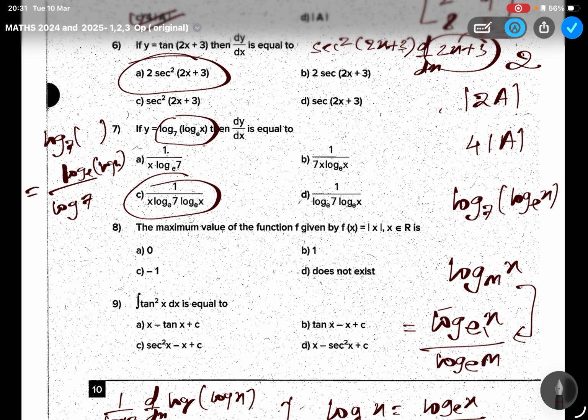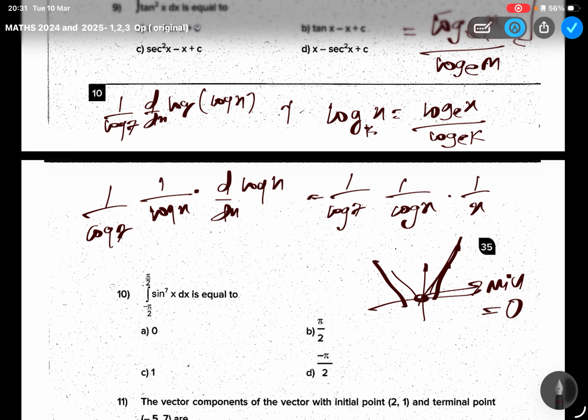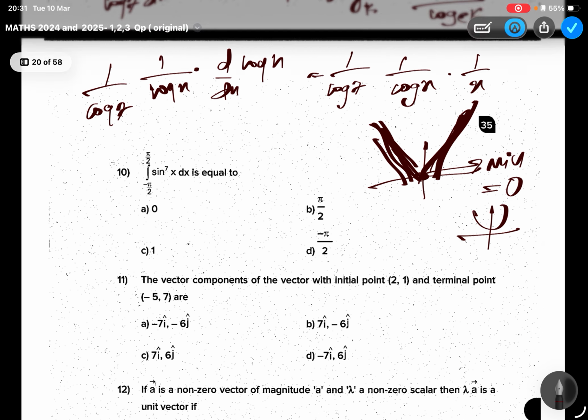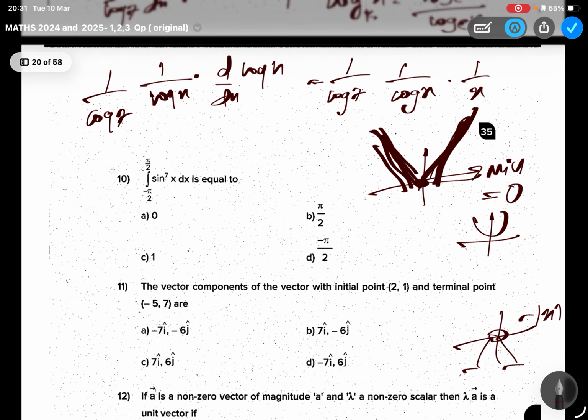And the maximum value of the function does not exist, because what is the graph of the modulus function? This is the modulus function graph. The minimum value is 0 and there is no maximum, it will go upward, so there is no limit. I hope it is clear. It is the same for x square, and it will be repeated for minus modulus x: maximum 0, minimum does not exist. Same also for minus x square.